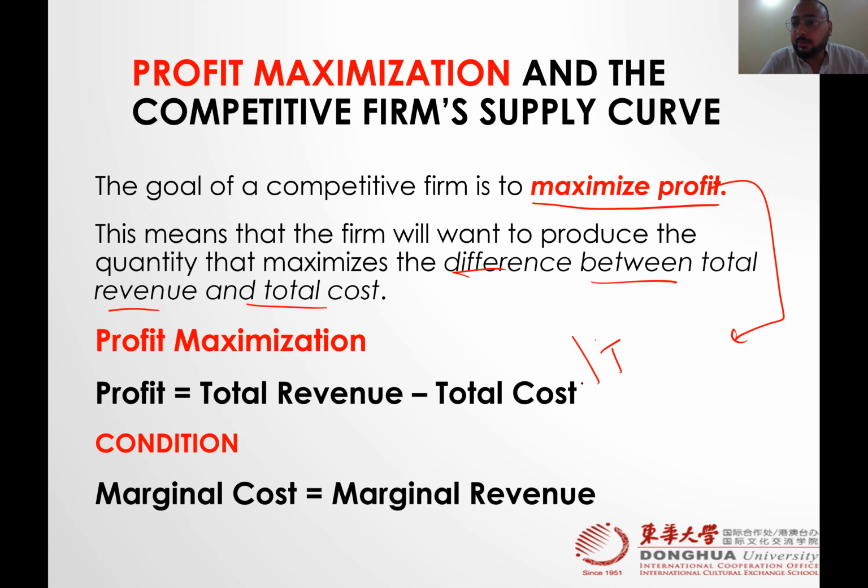So we call this Q max. Why? Because we will produce maximum this quantity that will minimize our cost.